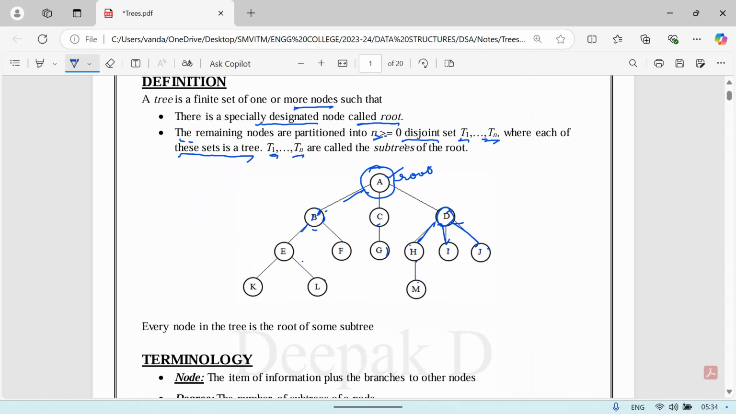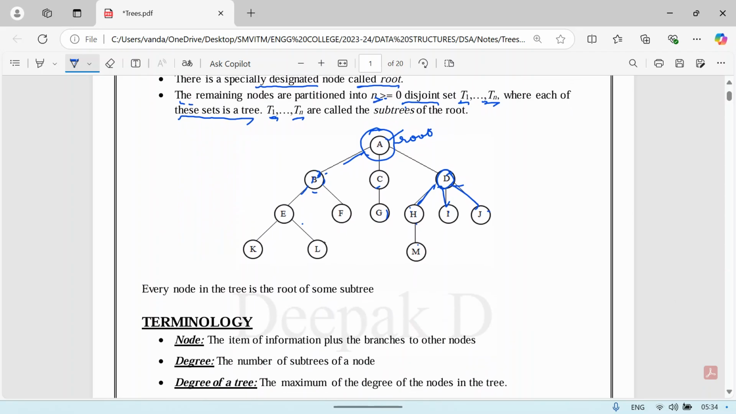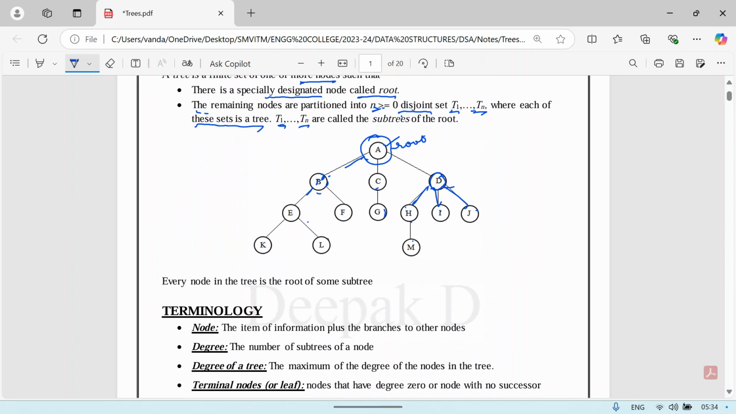Likewise, we have some terminologies that you have to remember that are associated with the tree. So the first one is node. What is a node? Node: these are the items of information. So these are the nodes: J, I, H, D. These are the nodes. Okay. And what is the next one?